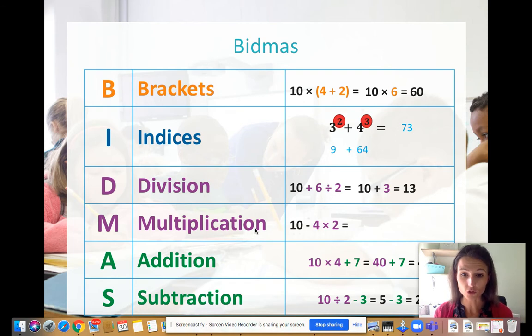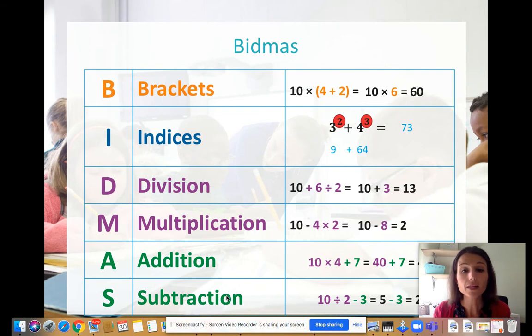Then comes multiplication. 10 subtract 4 multiplied by 2. There are no brackets, no indices, no division, but there is multiplication, so let's do that first. 4 multiplied by 2 is 8. 10 subtract 8 is 2. Then comes the addition. Here you can see 10 multiplied by 4 add 7. Now because multiplication comes before addition, we must do that first. 10 multiplied by 4 is 40. Add the 7 is 47.